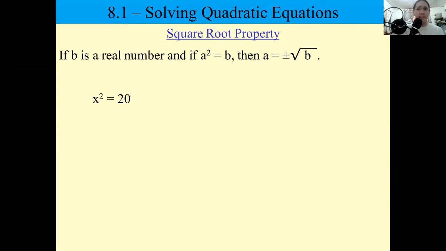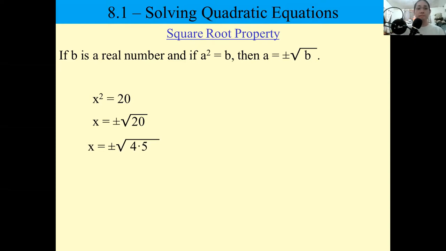x squared is equal to 20. How do we solve this quadratic equation using the square root property? Are you ready? I know you're ready. So that is equivalent to x equals positive and negative square root of 20, by taking the square root of both sides of the equation, following the square root property.